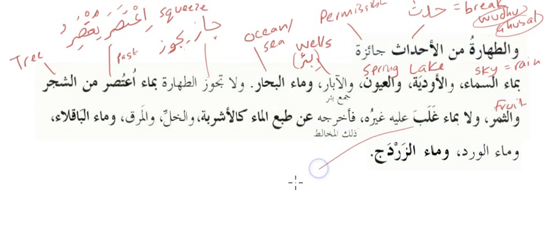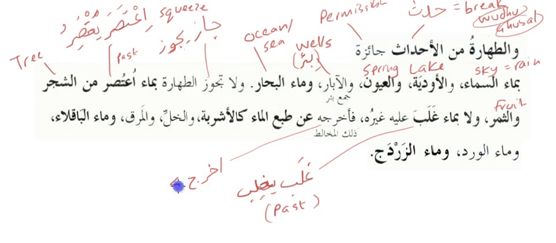Ghalaba is from the bab ghalaba yaghlibu, to become dominant, and it's past tense. Alayhi ghayruhu, ghayr means other. Akhraja yukhriju, bab if'al, means to remove, to take out. Tab' means nature. Ashriba is the plural of sharab, which means drinks or beverages. Khal means vinegar.